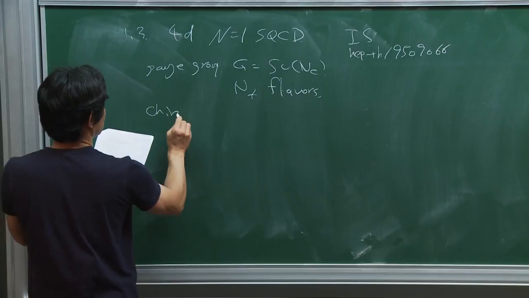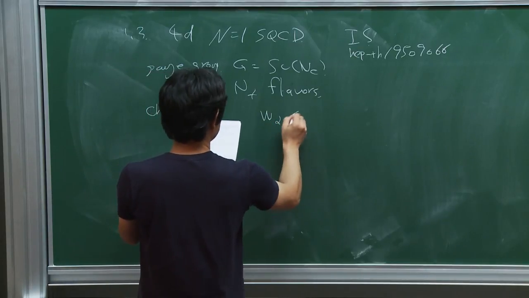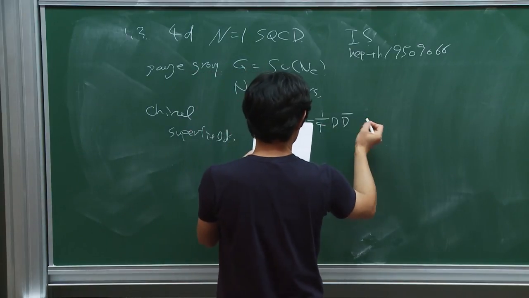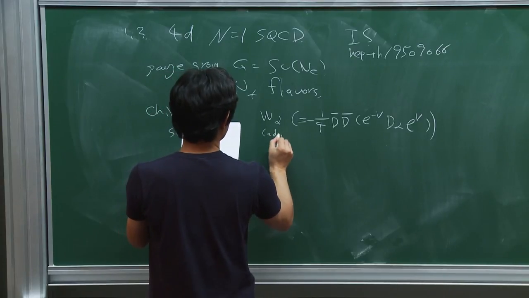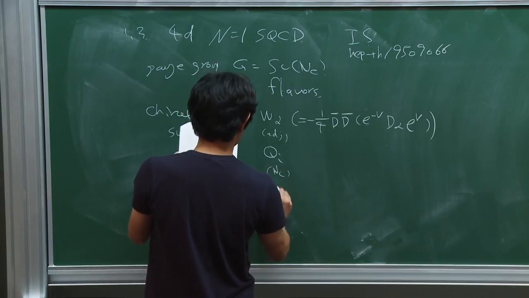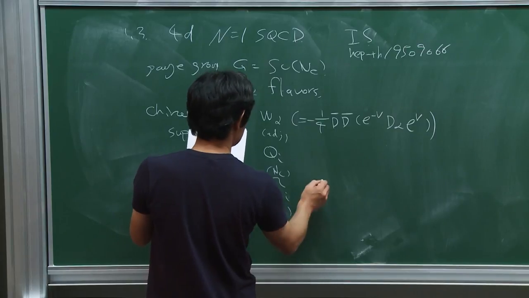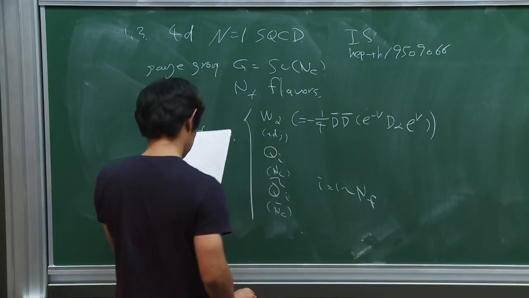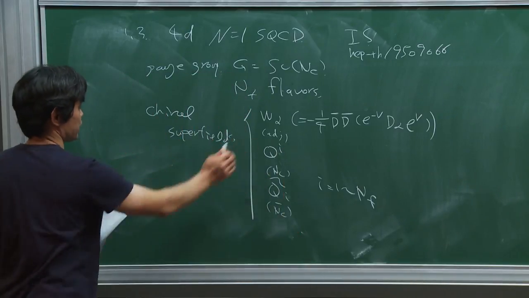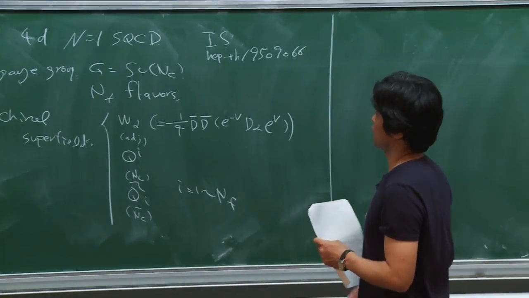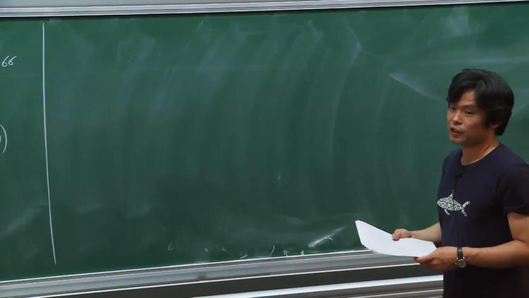And then the chiral superfields for this theory: this is adjoint, Q^I, and Q tilde_I. This I is a flavor index. I did not write down the gauge index, but this is adjoint, this is fundamental, and this is anti-fundamental. This is called N=1 super QCD in general.